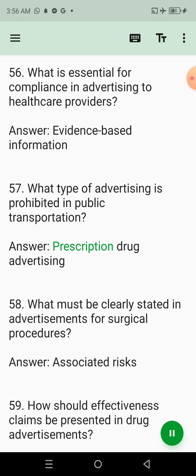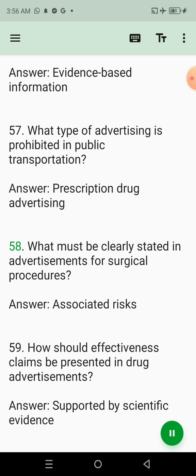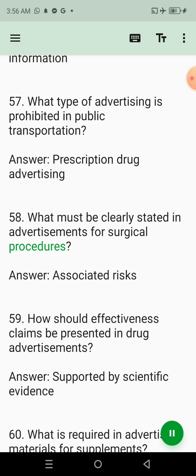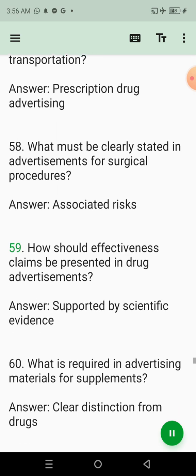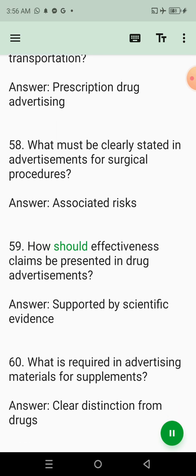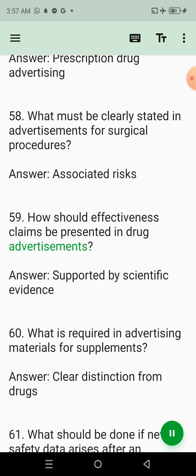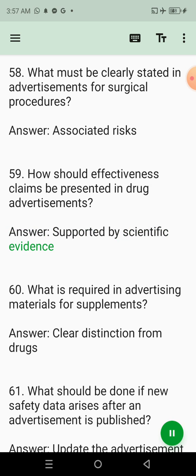Answer. Prescription drug advertising. 58. What must be clearly stated in advertisements for surgical procedures? Answer. Associated risks. 59. How should effectiveness claims be presented in drug advertisements? Answer. Supported by scientific evidence.